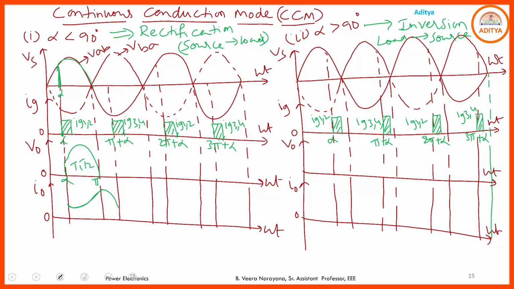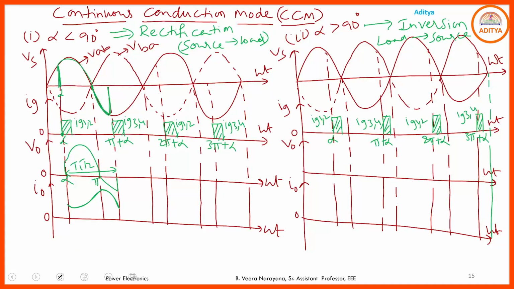Hence the conduction of T1, T2 extends up to the instant where the next incoming SCRs are available. So up to pi plus alpha, T1, T2 are continuously in the on state. If T1, T2 are in the on state, then this negative portion of the source voltage is available across the load. Hence from alpha to pi plus alpha, both T1, T2 are in the on state as long as the energy stored in the inductor is discharged.